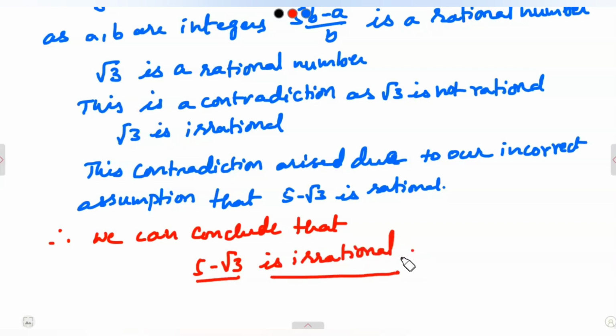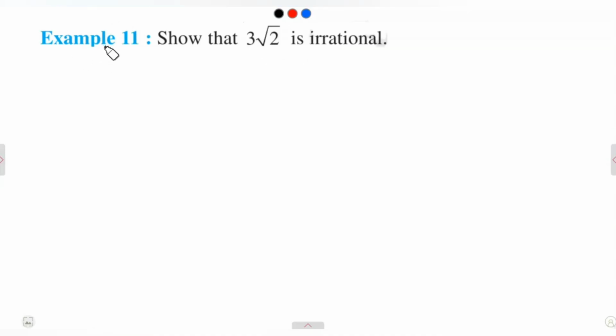That means we proved that the difference of a rational number and an irrational number is always irrational. Now you can remember that 5 is a rational, root 3 is irrational. So the difference between a rational and irrational is always irrational. Okay. Now let's go to the next example. Now let us see example 11.